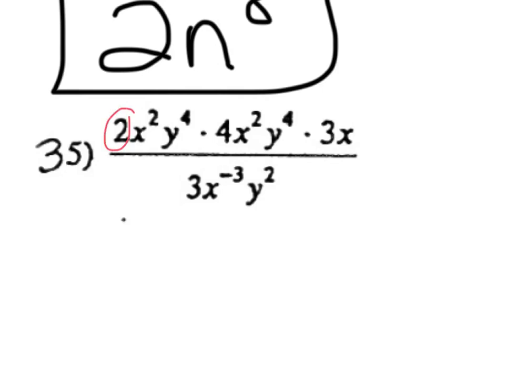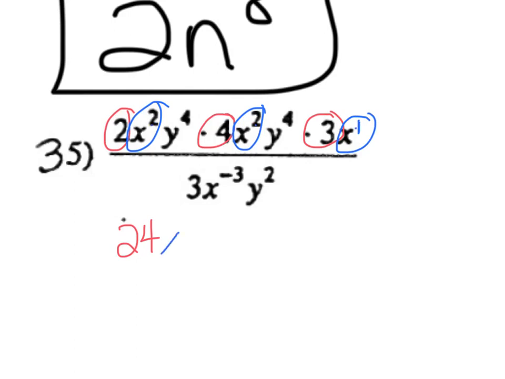So I'm going to take my 2 times 4 times 3, which is 24. I'm going to put all of my x's together on top here. Remember, this x has a 1. So 2 plus 2 is 4, plus 1 is 5, x to the 5th. And then I've got my y's. So those become y to the 8th.